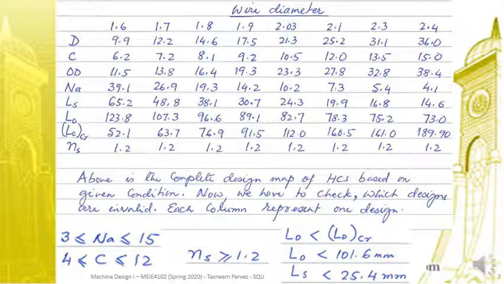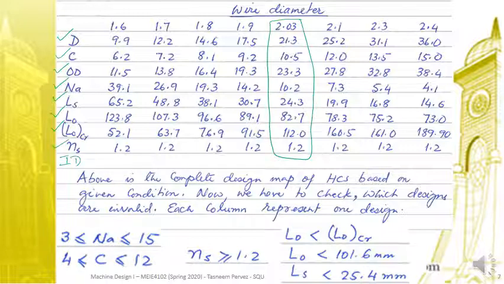So here what you have seen is that we have designed this. We calculated the mean coil diameter, spring index, outer diameter, active coil, shut length, free length, critical length, and the factor of safety at shut. I can also put over here the ID. And then we will check whether it is acceptable or not.